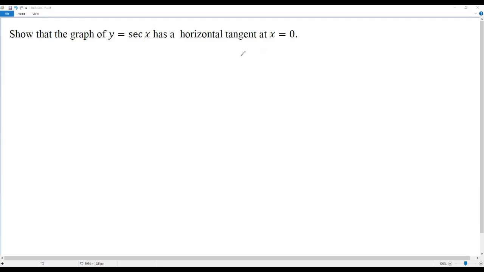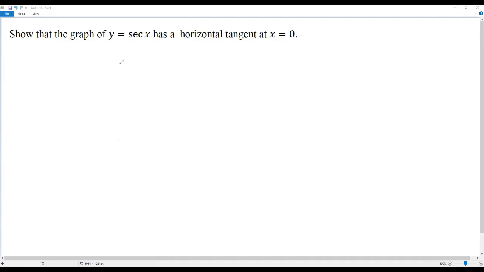Usually, if a line is horizontal, its slope is 0. Since the tangent line is horizontal for the given graph at x equals 0, if I find the slope of the tangent line at x equals 0, it must become 0. So what I have to do is find the slope of the tangent line, and if I plug in x equals 0, it must become 0. Then I can prove that the given graph has a horizontal tangent.